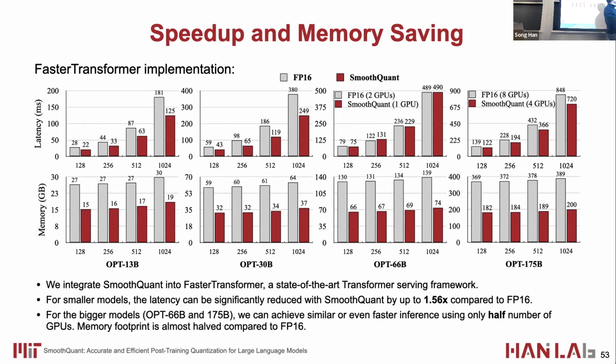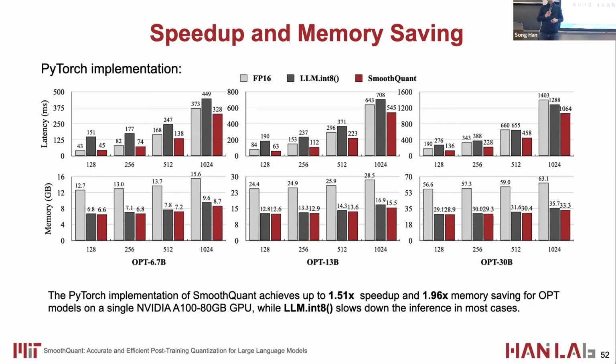For example, if you look at this, previously we used 8 GPUs for this gray line. Now we need only 4 GPUs in this red line, but latency is actually even shorter. With 8 GPUs previously, without quantization, it required 848 milliseconds. Now we have half the number of GPUs, while the latency is only 720 milliseconds, even faster, and we reduce the number of GPUs by half. So that's a pretty cool technique to reduce the serving cost.